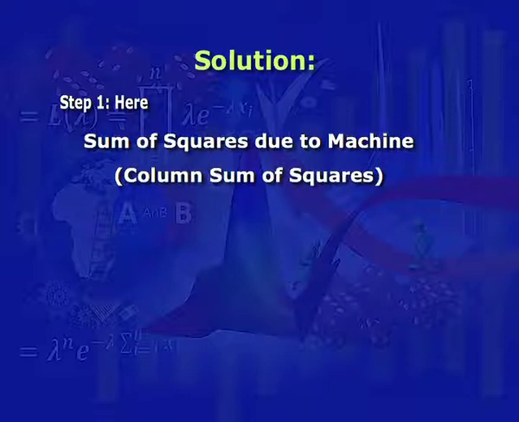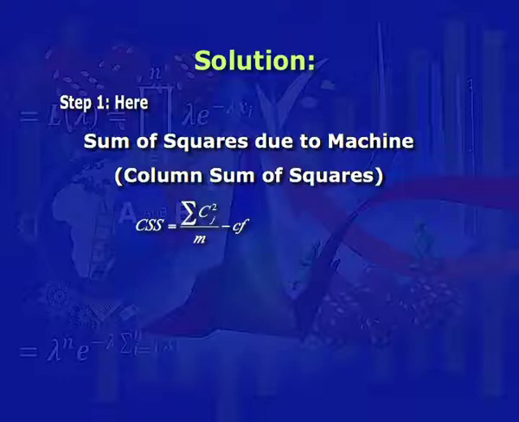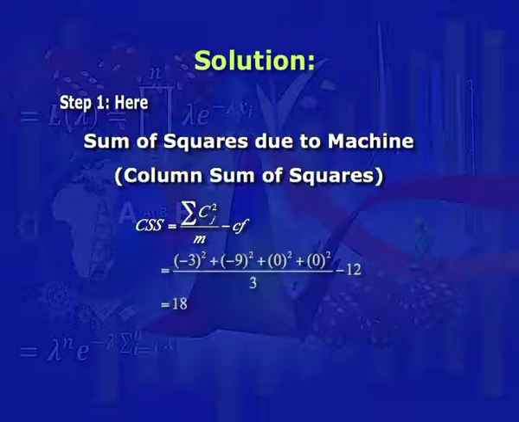Now, we calculate sum of squares due to machine, that means column sum of squares. The formula for column sum of square equal to summation Cj square divided by m minus CF. So, Cj indicate the total of jth column. Substituting the total of every column and finding its square and total, we get -3 square plus -9 square plus 0 square plus 0 square divided by 3 minus correction factor 12. On simplification, we get answer 18.